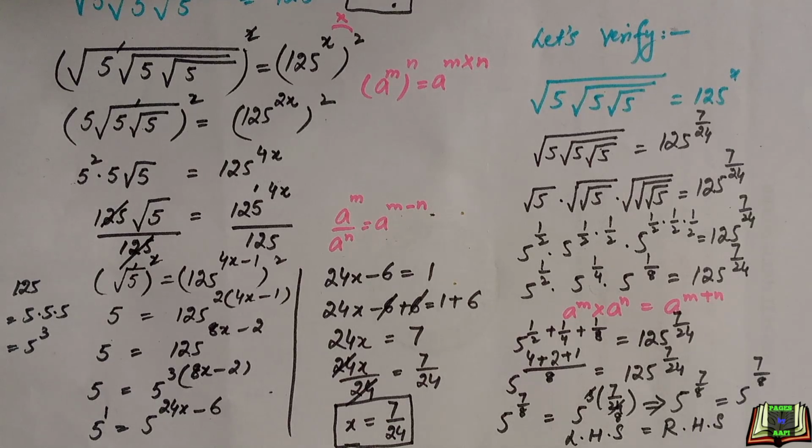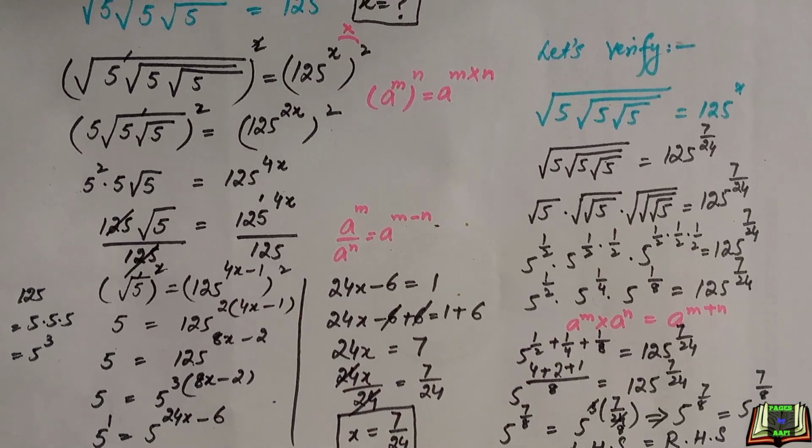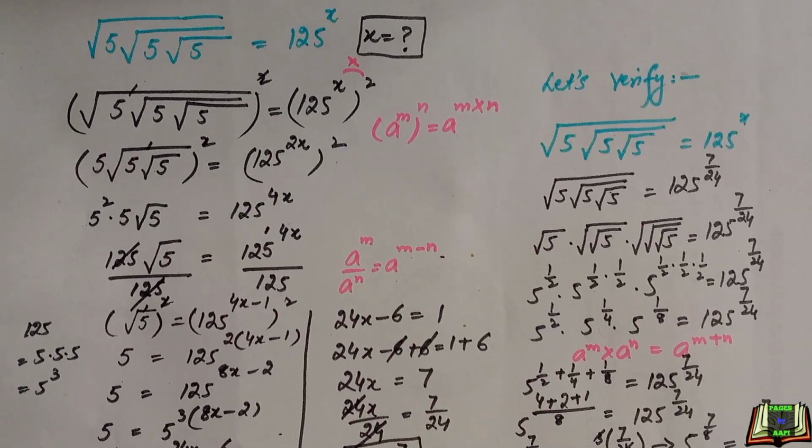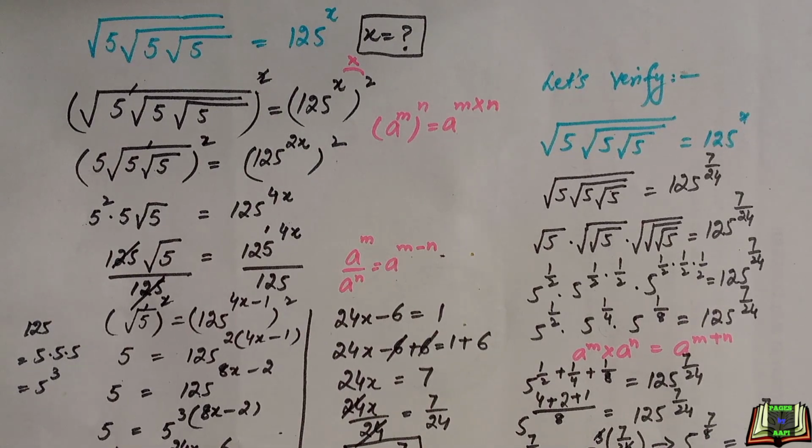And it also means that the value which we got, x is equal to 7 over 24, is the correct answer. I hope all the steps are clear.